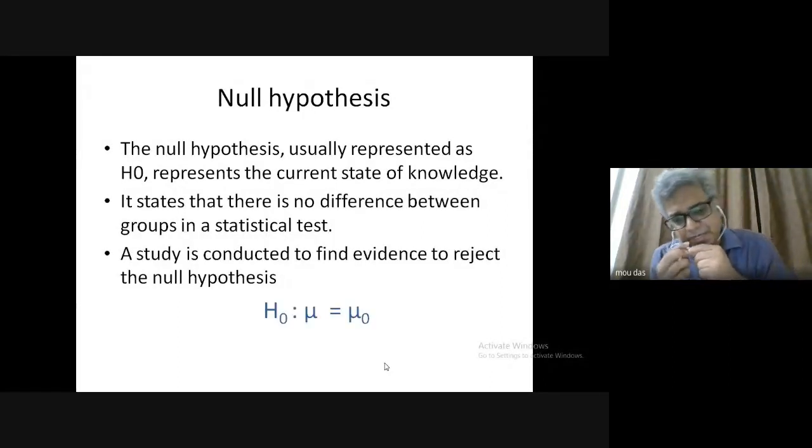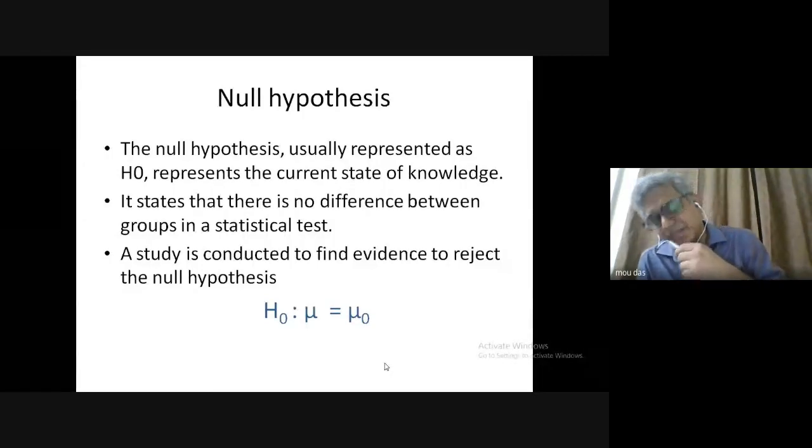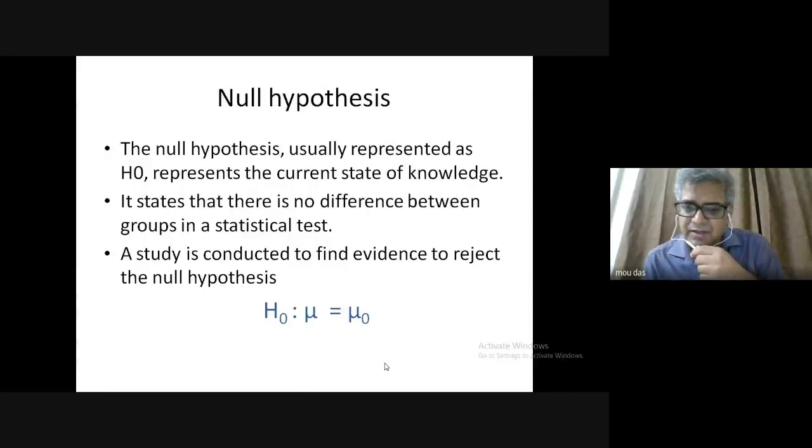And it is represented by H0: mu is equal to mu 0. Now, what is mu and mu 0? Mu is the mean of the sample or the test arm, and mu 0 is the mean of the population or the control arm, depending on what type of study you are taking.